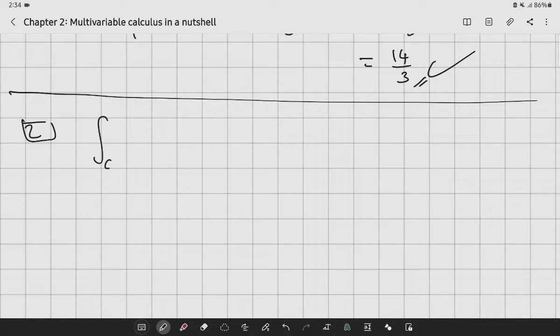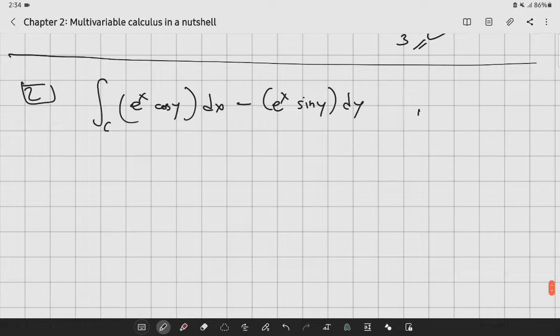So I have an integral like this, e raised to x cosine of y dx minus e raised to x sine of y dy. I'm not even showing you the path C here. Wait till you see it.